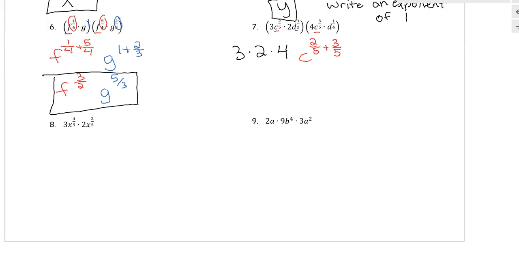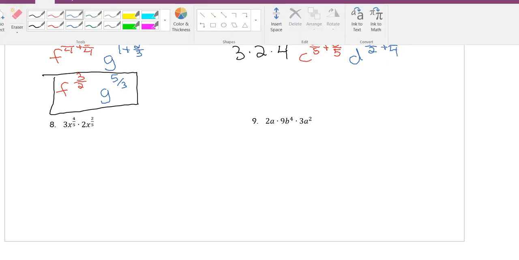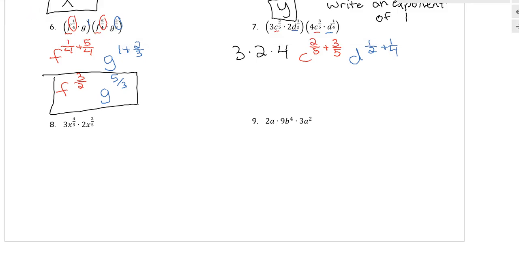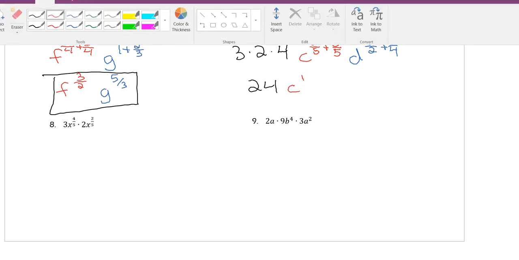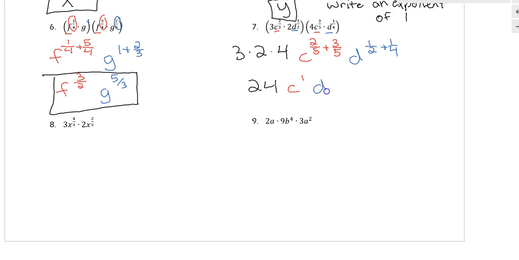Then I have the d's. So 3 times 2 times 4, we get 24. And again, use a calculator if need be. 2/5 plus 3/5 is 1. And then 1/2 plus 1/4 is 3/4.